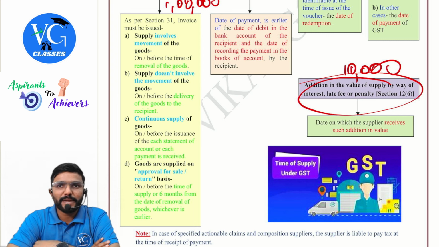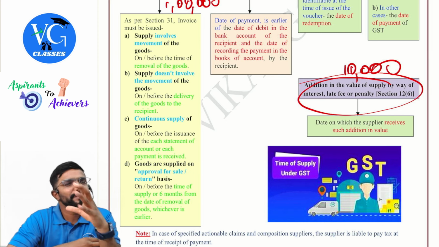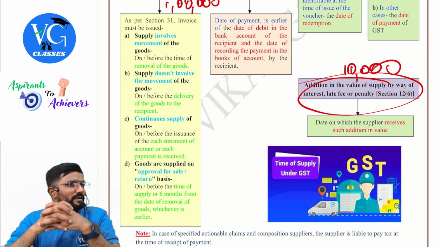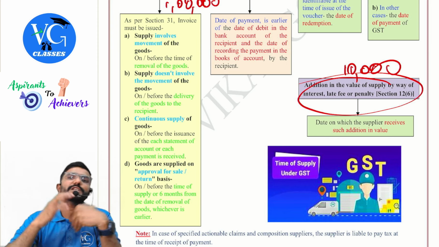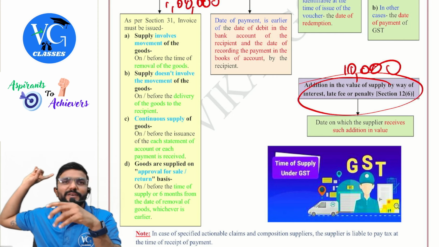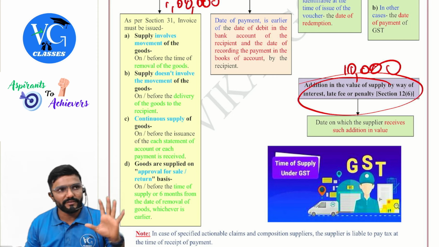So date of receipt is the time of supply. But normally, what is the industry practice? The recipient will pay only 10,000. Will he pay 10,000 plus GST? No. So what we consider is 10,000 as inclusive of GST and do reverse calculation. That is for section 15 purpose, but I am explaining now only value of supply.